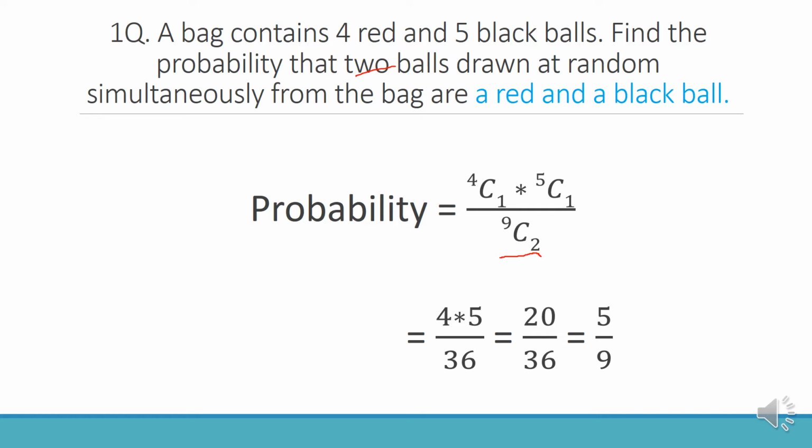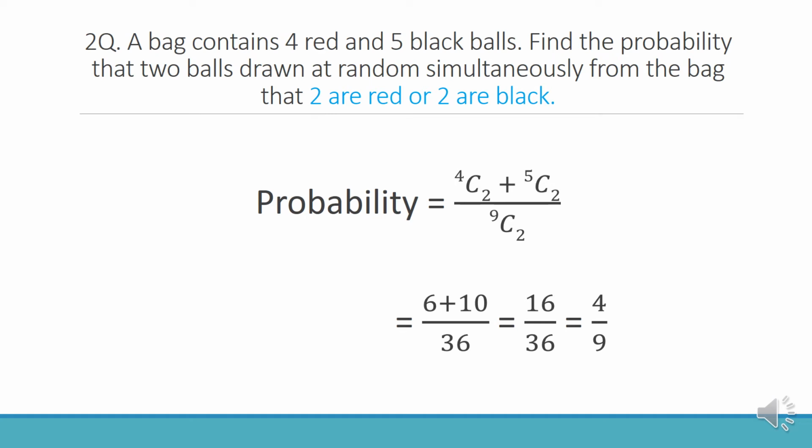Here they are asking the probability of a red and a black. So here we find "and", so we have to multiply. Selection of a red ball from 4 red balls is 4C1, into a black ball from 5 black balls is 5C1. So the probability is 4C1 into 5C1 divided by 9C2, that is equal to 4 into 5 divided by 36, which is equal to 20 by 36. After solving we get 5 by 9. So the probability here is 5 by 9.